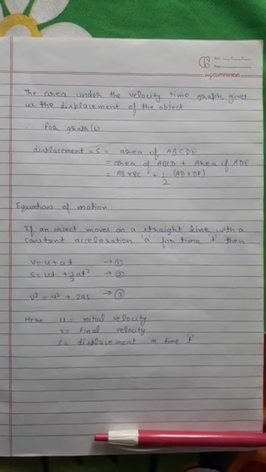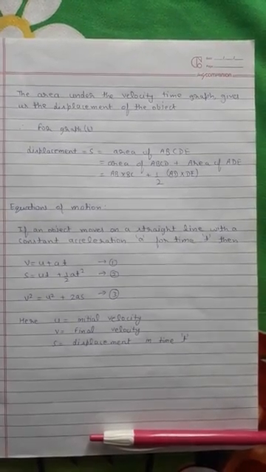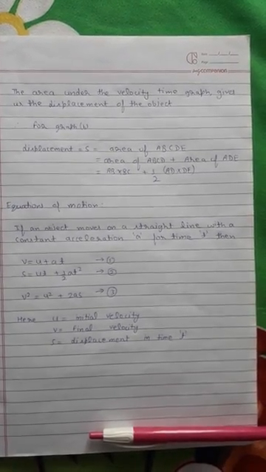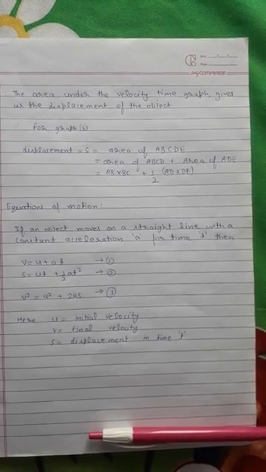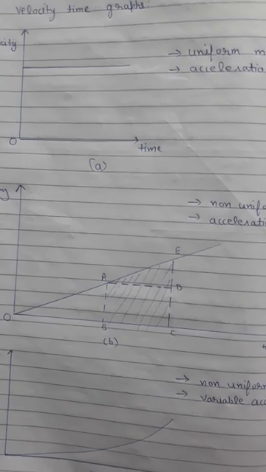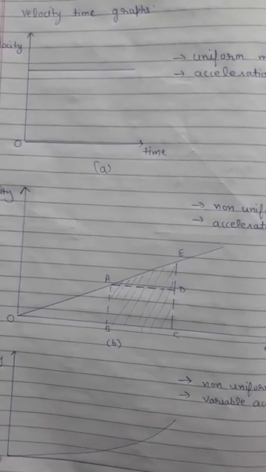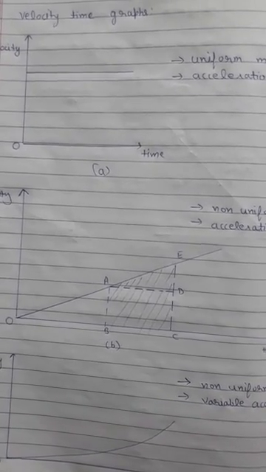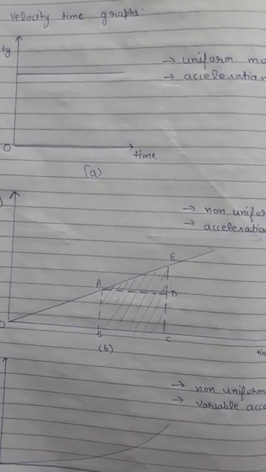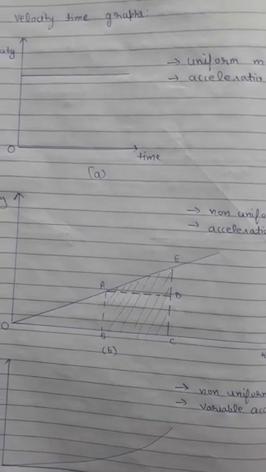Now the area under the velocity-time graph gives us the displacement of the object. Therefore, from the second graph we can find out the displacement, which is S = area of ABCDE. Let me show you the graph again. Here is the graph. The displacement of the object will be equal to the area of ABCDE. We can divide this figure into two parts, one is a rectangle and another is a triangle. So the displacement will be equal to the area of rectangle ABCD plus the area of triangle ADE.